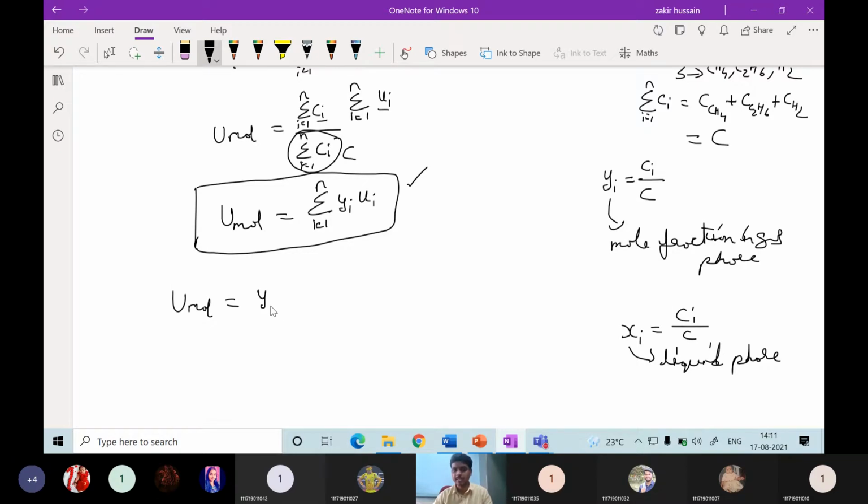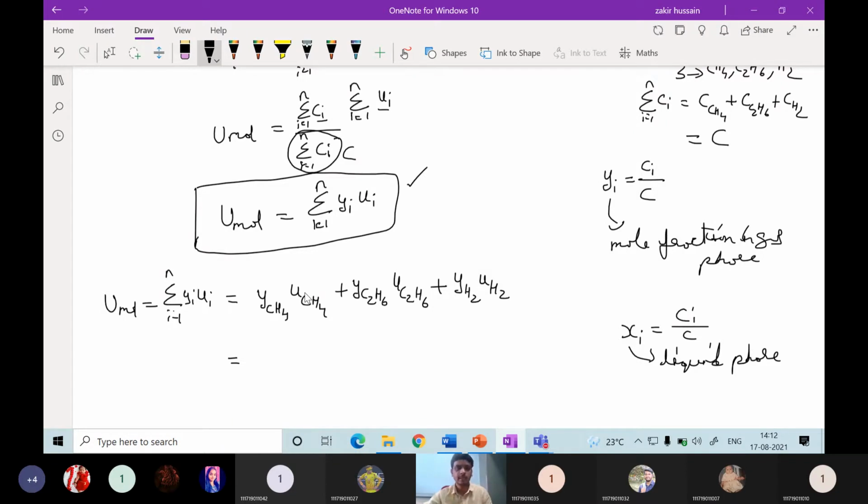Yi, first component is CH4: Y CH4 and U CH4, plus Y C2H6 into U C2H6, plus Y H2 into U H2. This is the summation. So U mole is equal to sigma i equals 1 to n Yi into Ui, equal to this one. Only 3 components are there, that's why we are writing like this.